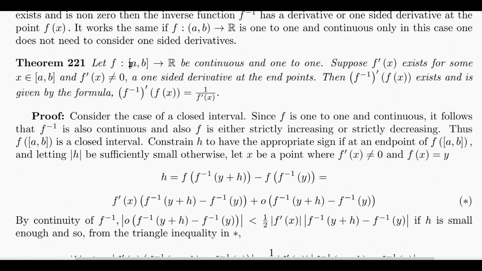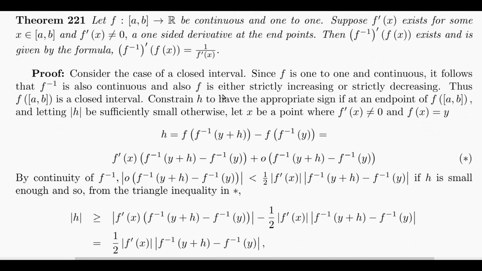All right, so here's the theorem. If you have f taking the closed interval to R be continuous and 1 to 1, and if the derivative exists for some x and it's not 0, then the derivative of the inverse function at f of x exists, and it's given by this formula. So I want to show why that is.